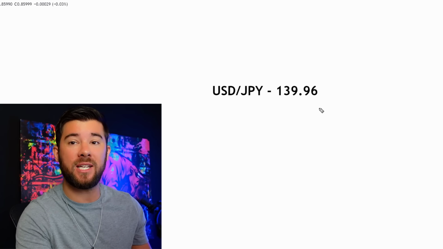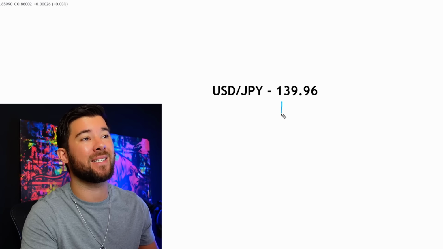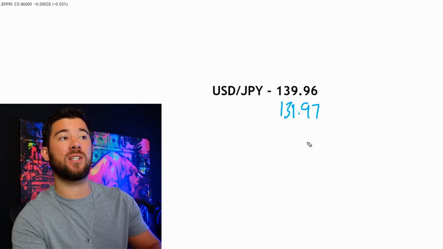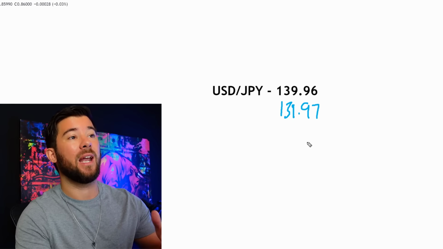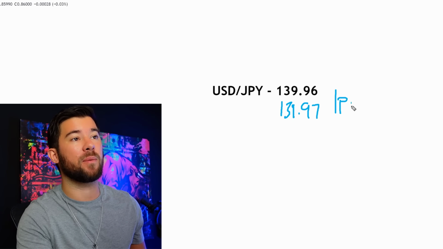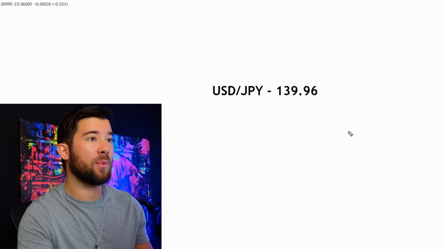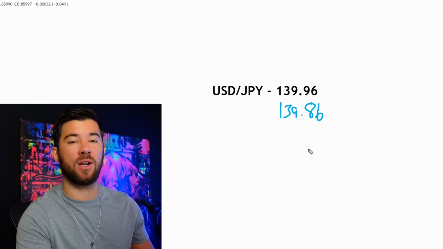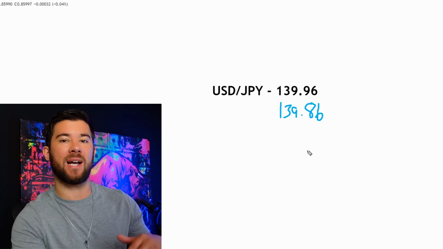So if the dollar yen goes from 139.96 to 139.97, how much did the dollar yen go up? It went up by 1 pip. Let's do a couple more examples. What if we go to 139.86? How much did we go down? We went down by 10 pips.